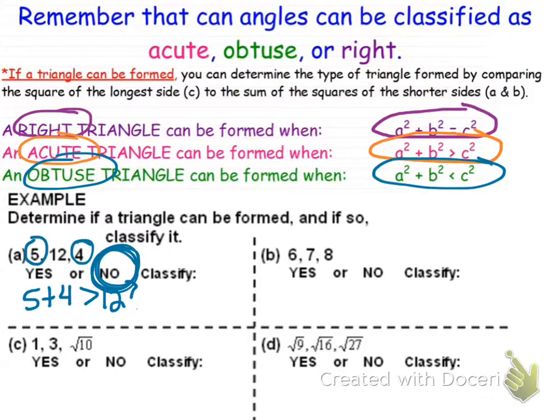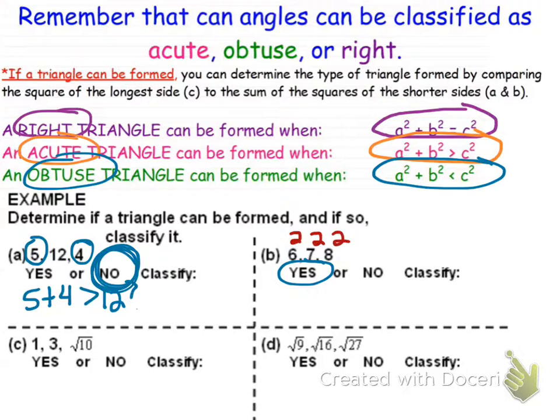If we go over to B, is 6 plus 7 greater than 8? Yes. Okay, then we're going to classify it. So normally what I do when I already have the numbers written there, I just put a little 2, the little squared. This is the part that gets missed on the test. Some people forget to square these to decide, and that's how you do it.